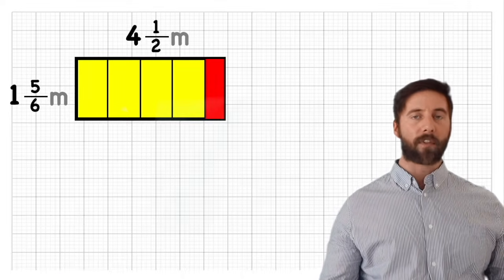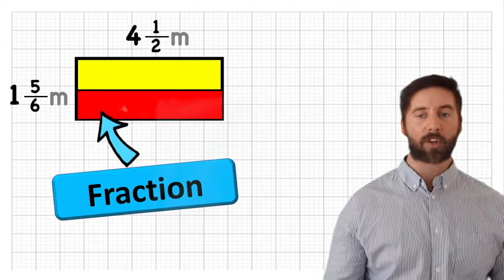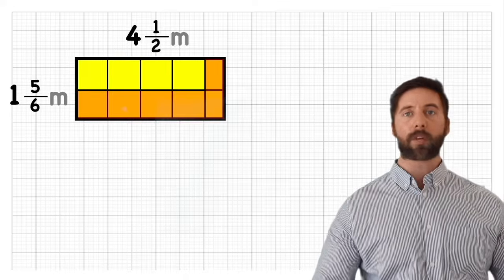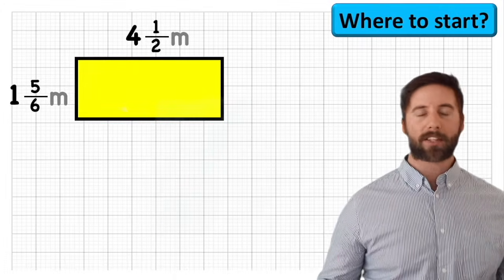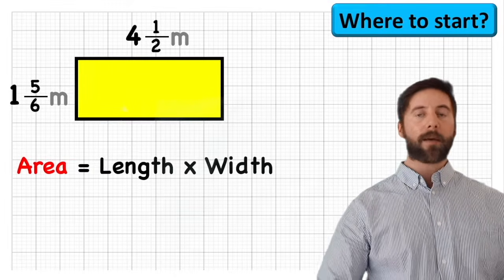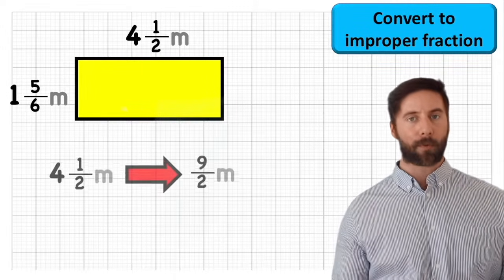So the 1/2 on the end, that's a fraction, and the 5/6, that's another fraction. When we overlay them, we can see our squares. And what we're needing to do is we're going to be measuring how many squares we have. Okay, so let's start. Where to begin? Well, we know that the area of a rectangle is length times width. But before we can do that, we're going to convert our mixed numbers into improper fractions.